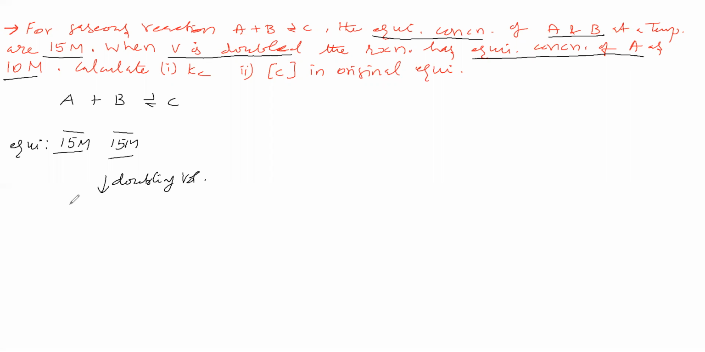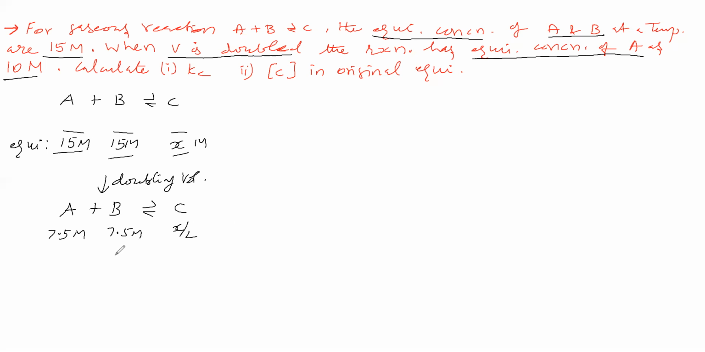Now, A plus B gives C. We are doubling the volume. On doubling the volume, the concentration becomes half. Therefore 7.5 molar. If concentration is x molar here, then here x by 2. A and B are there, which means C also will be there, because it is at equilibrium. So at equilibrium we are doubling the volume, therefore the concentration becomes half.